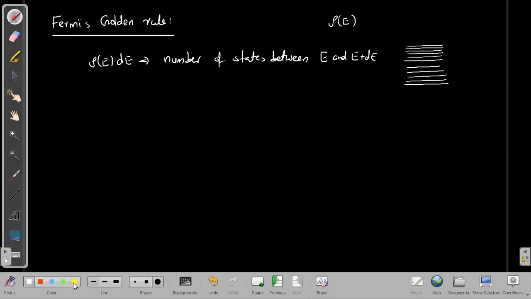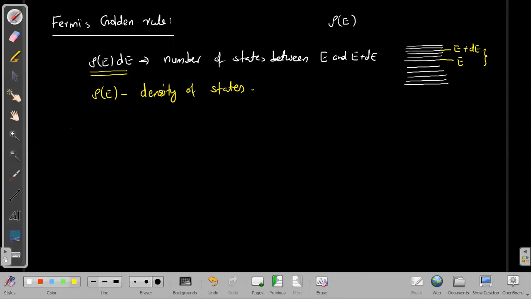So if we have some energy E here, and you have some other energy E plus dE, how many states are available between these two energy levels, you can denote by the symbol rho of E dE. So this rho of E is called the density of states. Okay, so if your final energy has a continuum of states, then you can find the transition probability by integrating the transition rate.